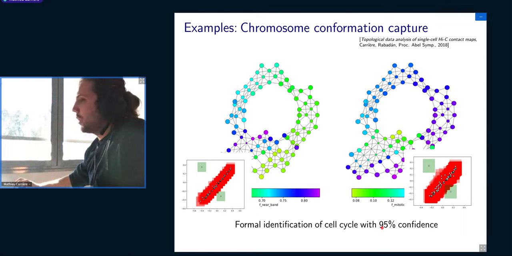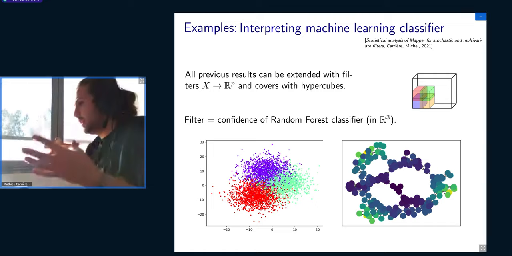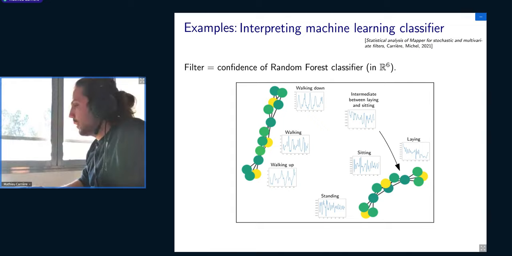parameterize the data. There's also another application, for instance in machine learning, where we use the confidence of the classifier as the filter, to stratify the data and try to understand on which parts of the data your classification method is more or less confident. But I think I'm probably already over time, so I'll skip that for now.